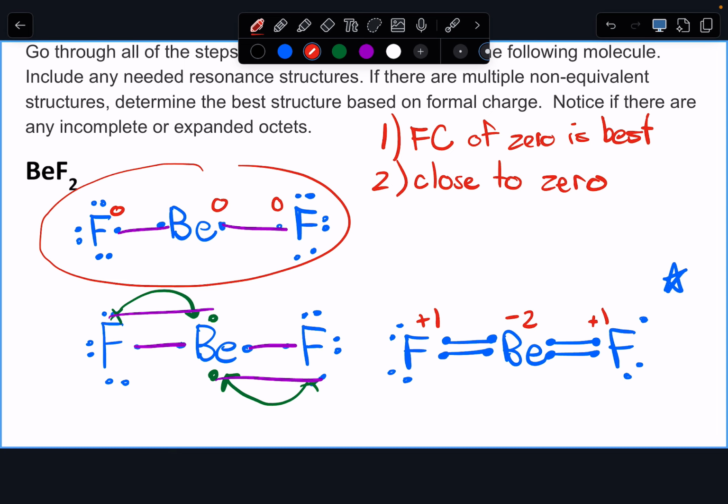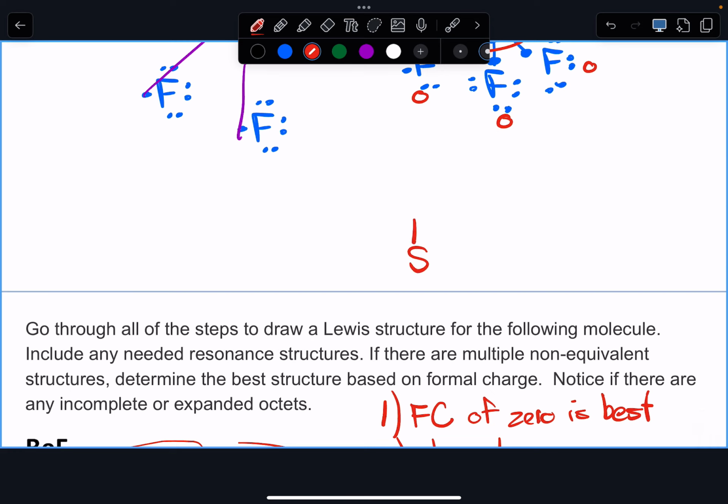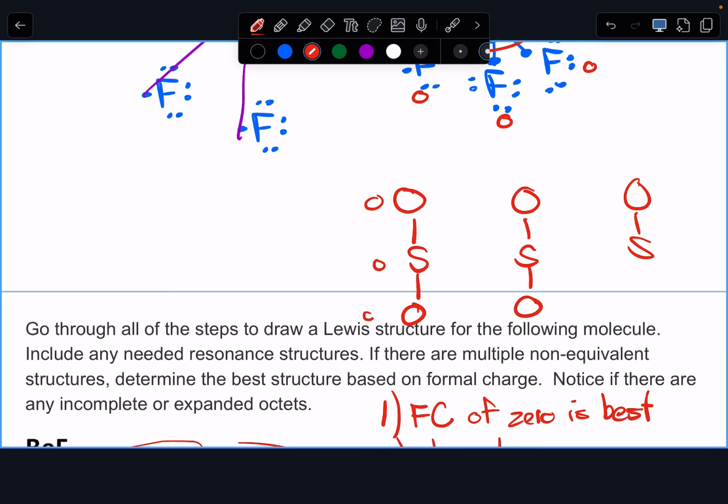So if I had an SO and these guys were both 0, obviously that's best. If I have, the example I used was with 2 oxygens because that's what we're headed to right now with sulfate. If I had -1 and +1, that's kind of my second best option.